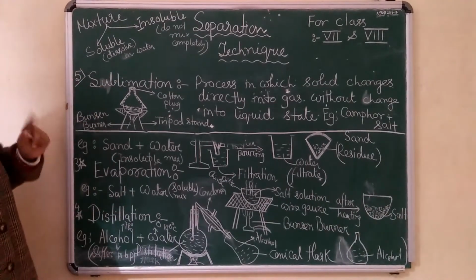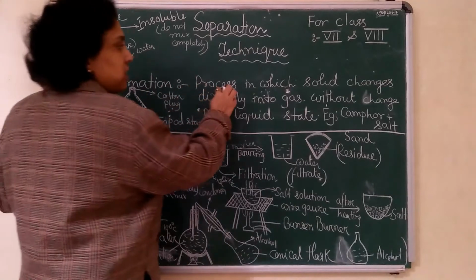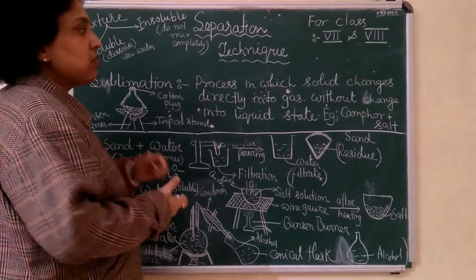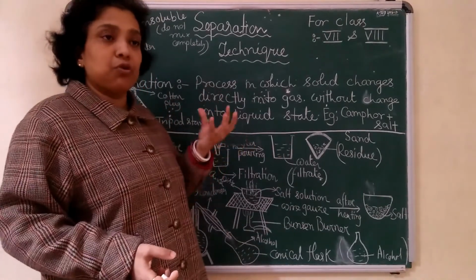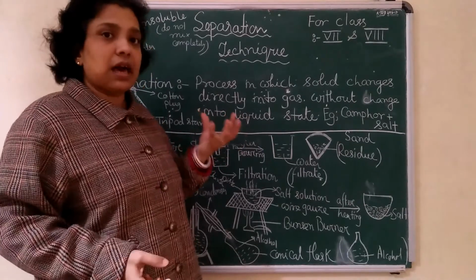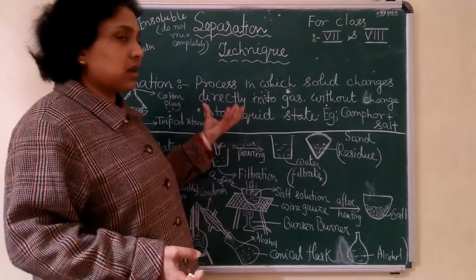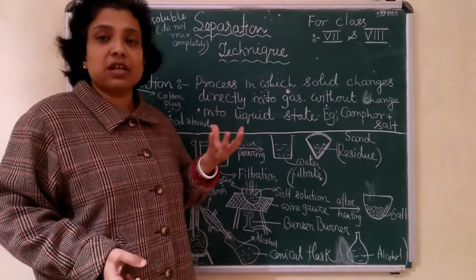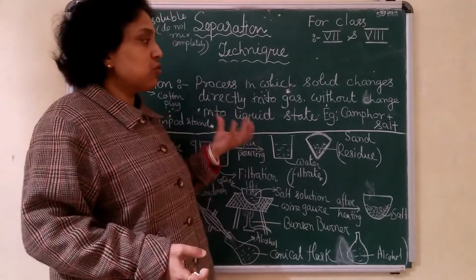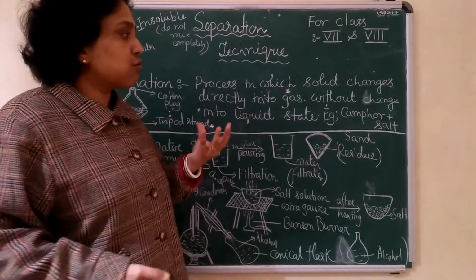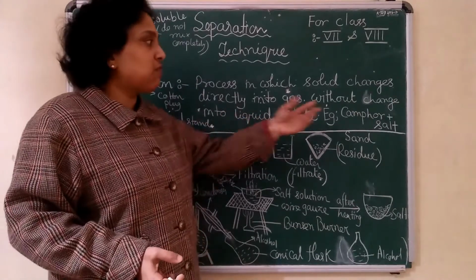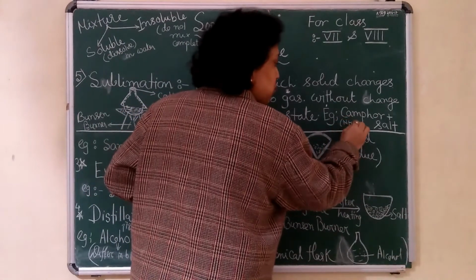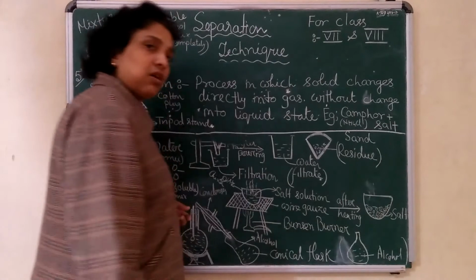Next process is sublimation. What is sublimation? I have written: process in which solid changes directly into gas. Okay. If you take the example of camphor, kapoor. Camphor, naphthalene ball, which you keep as a moth repellent in clothes and all. That is also a kind of salt. Camphor formula is ammonium chloride, NH4Cl. So this is also a salt.